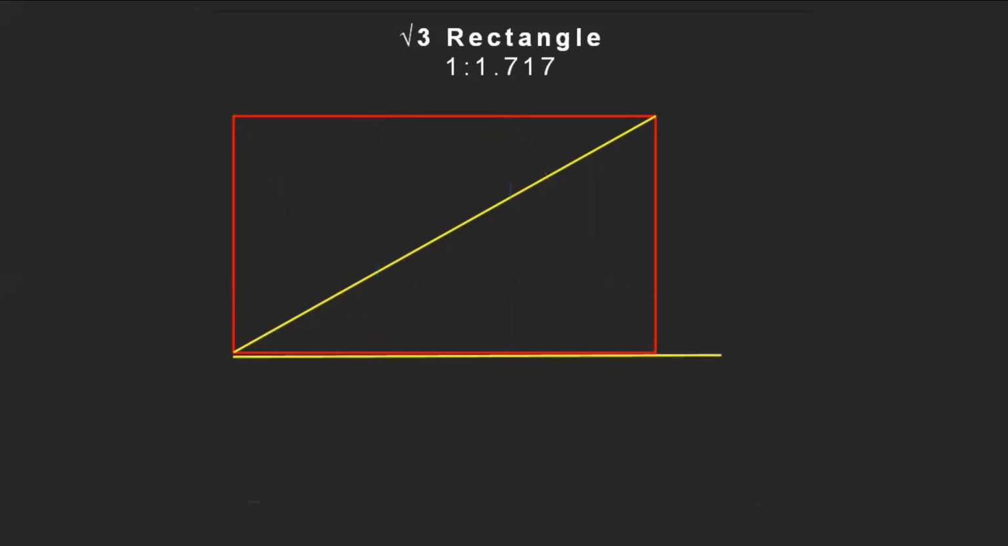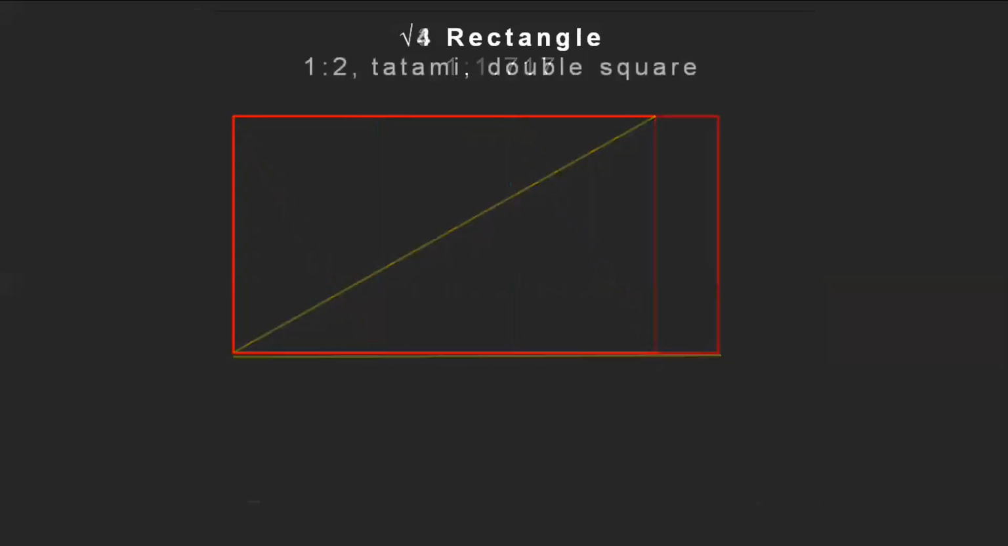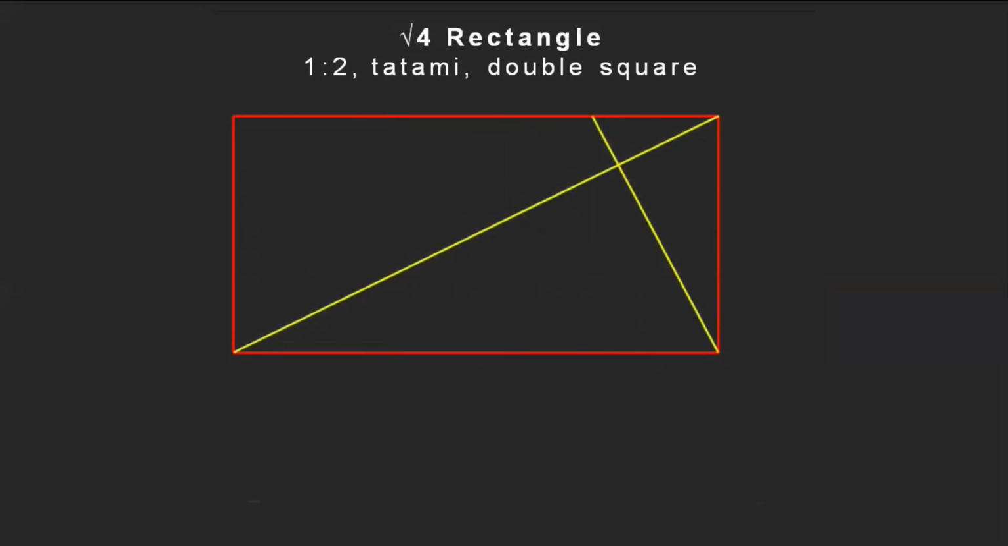So if I take that diagonal of the root 3 and drop it down, I'll of course have the root 4 rectangle. But the square root of 4 is 2, so this is a proportion of 1 to 2. This is called a tatami, or the double square. And here's that example again of finding the diagonal and the transverse of that diagonal, and how that breaks down the picture plane into 4 smaller tatamis within the larger tatami.